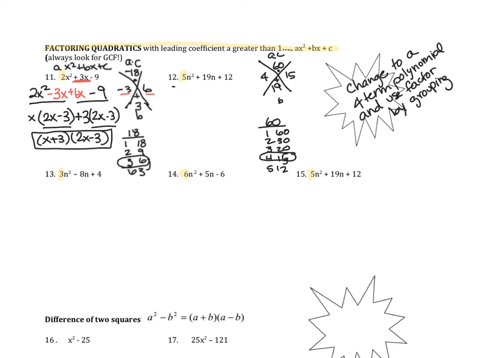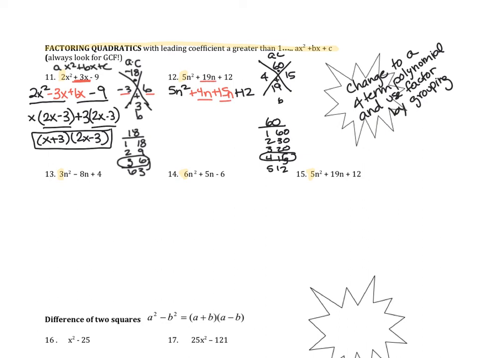So I'm going to rewrite my 5n squared. I'm going to rewrite my plus 12. And now let me get a different color. I am not going to write 19n. Instead, I'm going to write plus 4n and plus 15n. Don't forget your n's. The 4n and the 15n need to add to 19n.